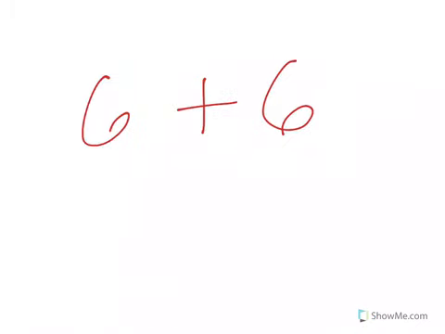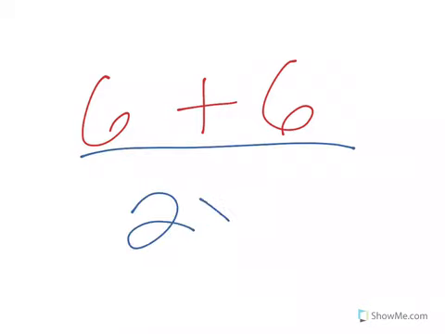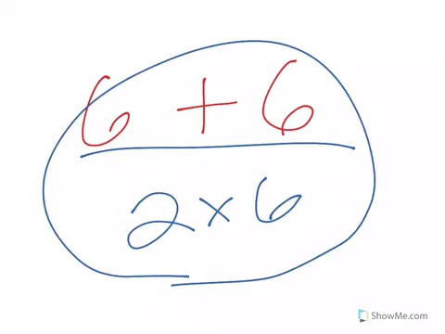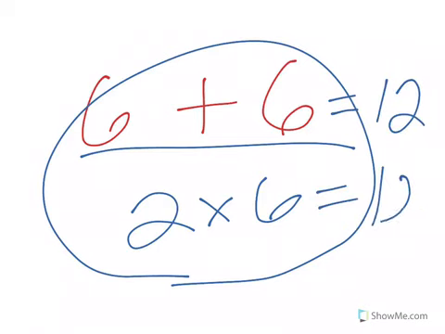Okay, I'm going to give you an equation, and we're going to write the other version of it. Here we have 6 plus 6. That is 2 sixes, so we end up with 2 times 6. Both are different ways of writing the same thing. 6 plus 6 is 12. 2 times 6 is 12. You can always check that by making sure that they equal the same thing.